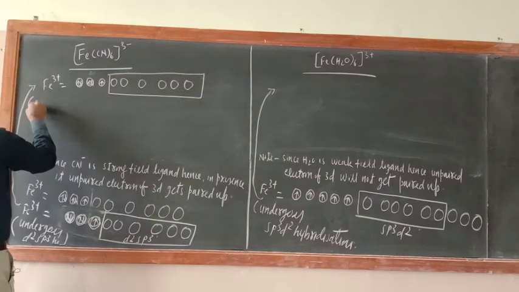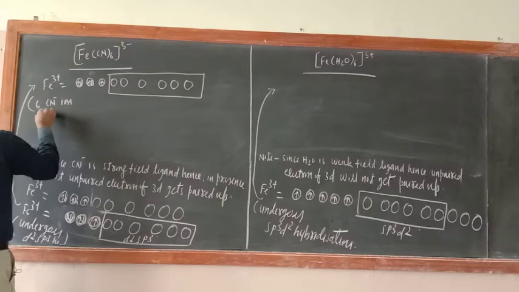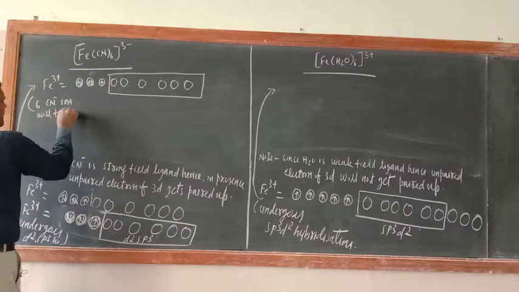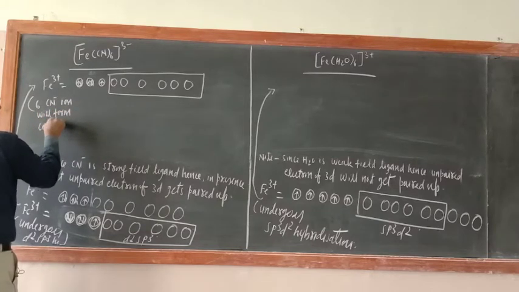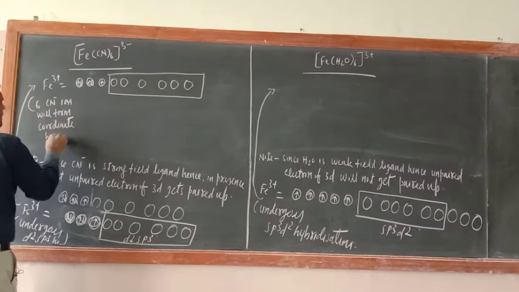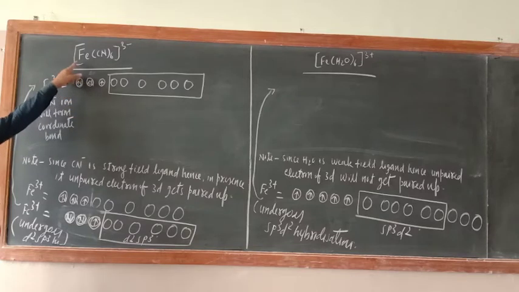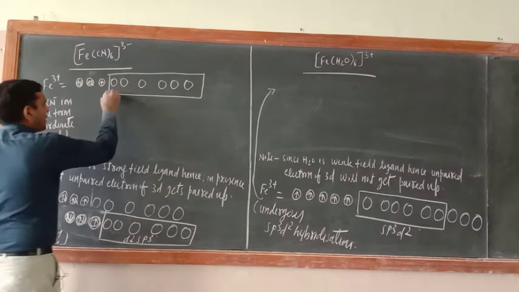Now write down here: 6 CN negative ions will form coordinate bond. You can write like that, 6 CN negative ions will overlap with the d2sp3 hybridized orbitals of iron and form coordinate bonds. Okay, so now write down here.